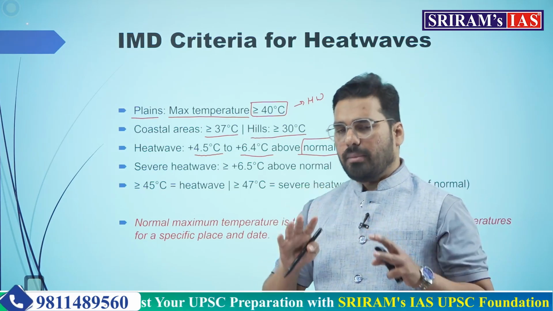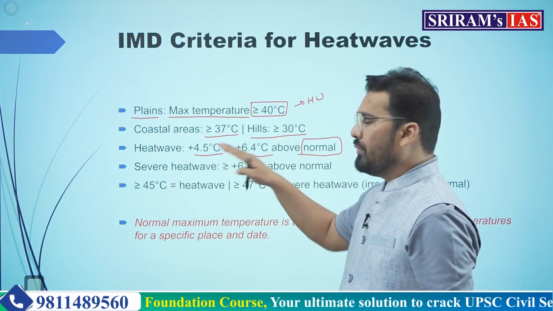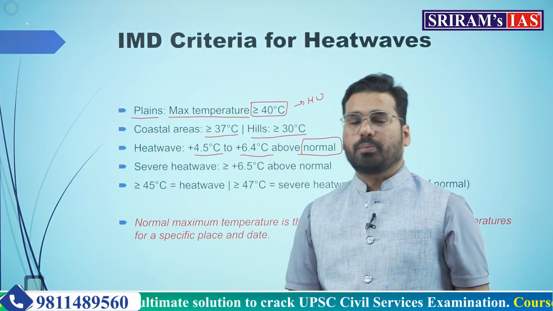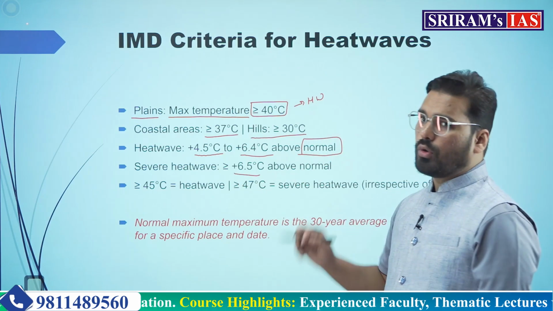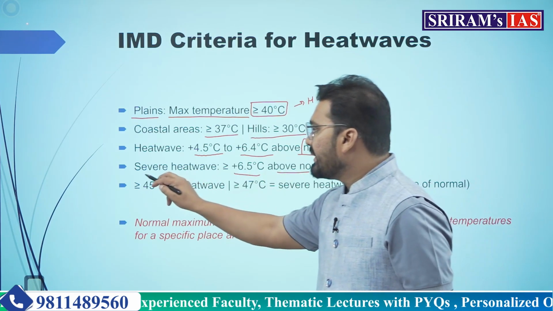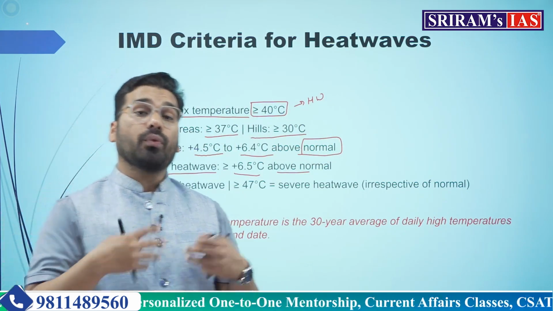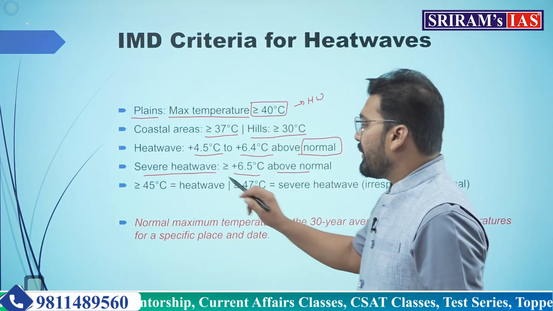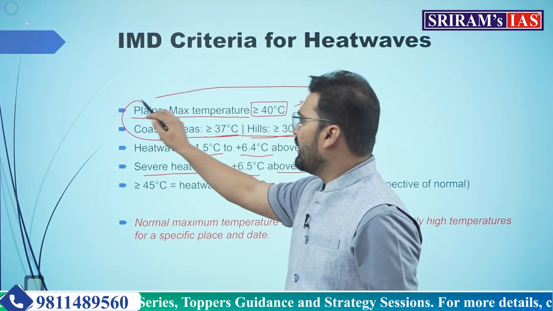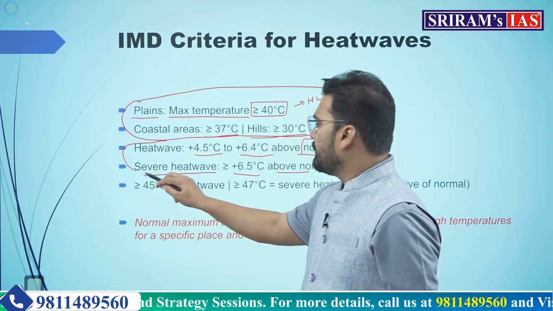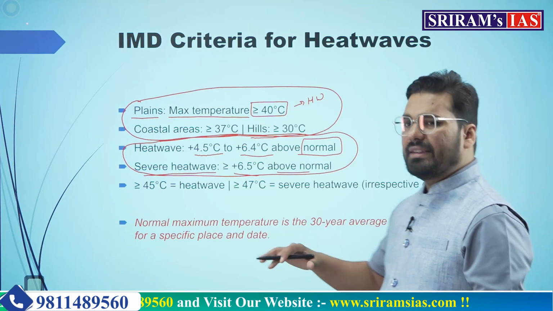That means whatever the normal maximum temperature is of that area, if it has been breached by more than 4.5 degrees Celsius, or up to 6.4 degrees Celsius, it is called a heat wave in that area. Or if it has gone beyond 6.5 degrees Celsius, then we can consider it a severe heat wave. And at times it goes beyond 7-8 degrees Celsius as well, then it is called a very severe heat wave. So one criterion is based on the region, what type of topography it is. Second is its variation or difference from the normal maximum temperature. Third is the absolute one.